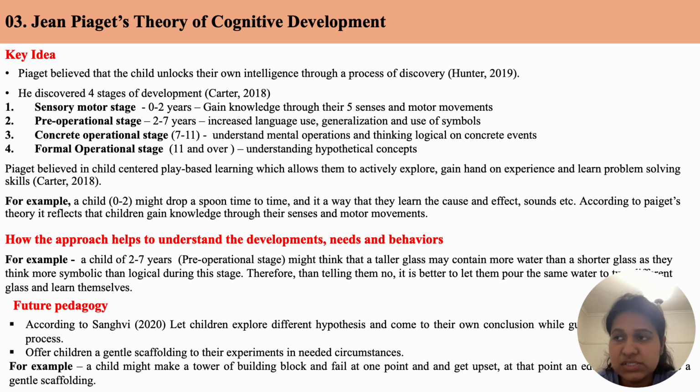So how did Piaget's theory help to understand children's development needs and behaviors? I will explain it through an example. Let's say an infant or a toddler of 0 to 2 years is dropping a spoon time to time even though you pick it up. That is not that they are misbehaving, that is they are learning through cause and effect, the sound. So as a future educator, I will let children explore different hypotheses and come to their own conclusions while guiding them through the process.